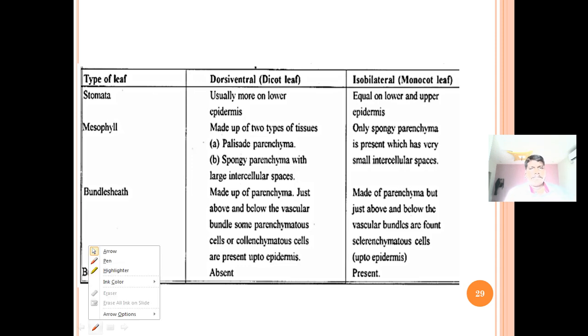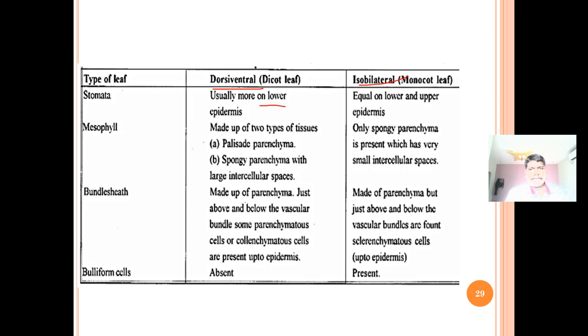Take the stomata. I already told you that the dicot leaf is dorsiventral, that means differentiated into upper and lower, and the monocot leaf is isobilateral. Stomata are usually more on the lower surface. Here, on both surfaces you may find stomata. Mesophyll tissue is well differentiated into palisade parenchyma and spongy parenchyma. Here the mesophyll is not differentiated.